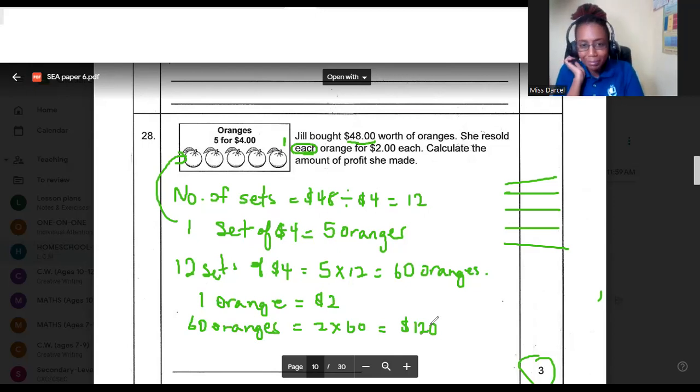No, we are not. We now need to calculate the amount of profit she made. Whereas she spent $48, she was able to sell it for $120. So her profit will be the difference. So that's 120 minus 48, and that's going to give us $72.